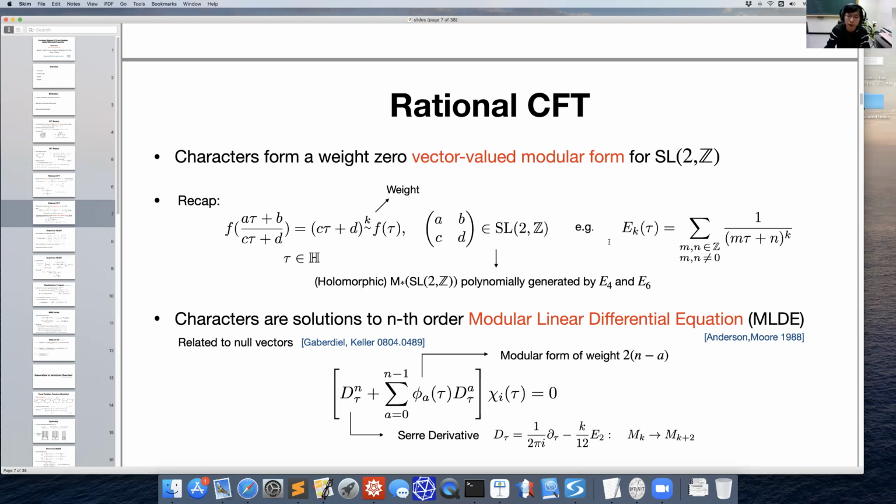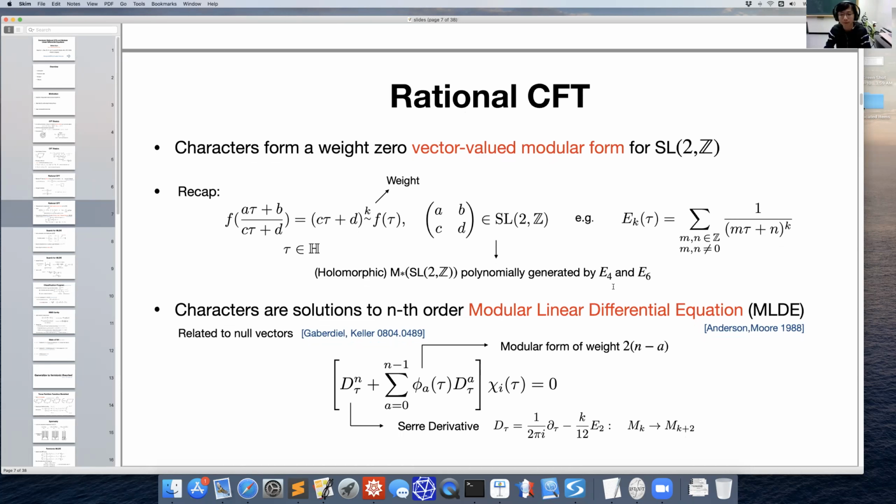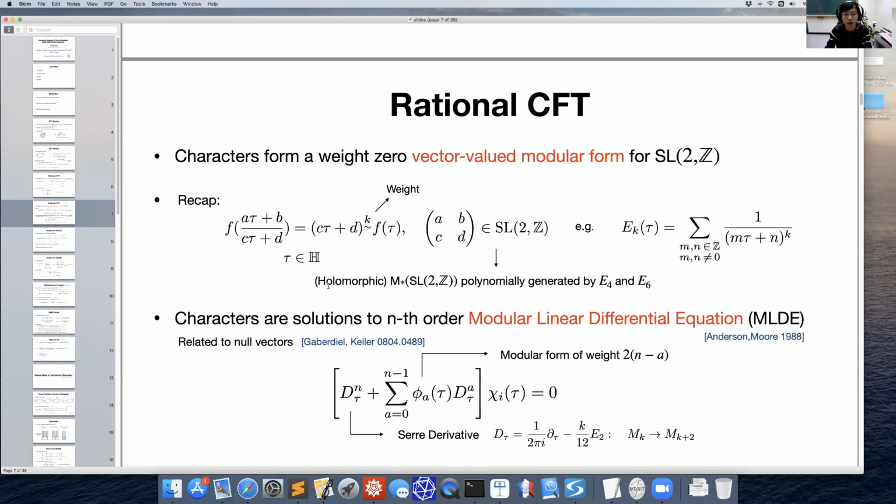One example of a modular form, or one class of example, is the so-called Eisenstein series, where basically you're just summing over all the lattice points on C, and actually you can easily prove that these are modular forms of weight k. And for us, the important point is that all holomorphic SL2Z modular forms naturally form a ring, and they are freely generated by E4 and E6. So although they are complicated objects, their structure is actually very clear.